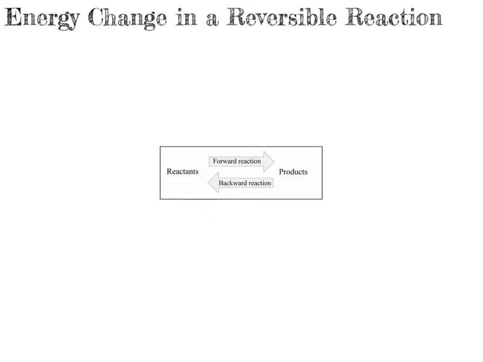So one thing that's really important to know about is the energy change in a reversible reaction. So when the reaction goes forwards, it's either endothermic or exothermic. So it either absorbs a certain amount of energy to go forwards, or it releases energy. It doesn't really matter what it is. What's important is that the other direction is the opposite.